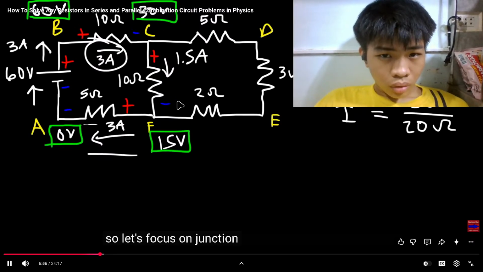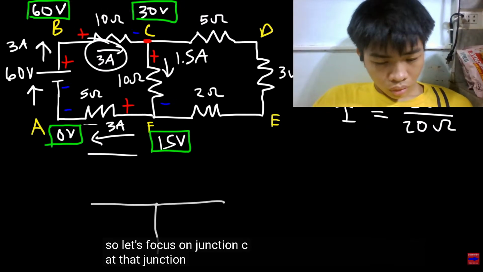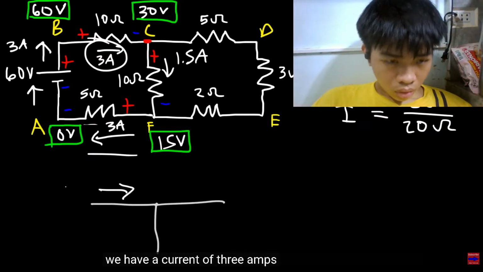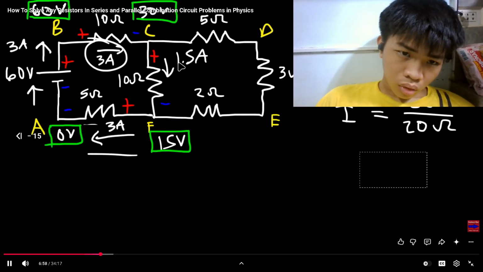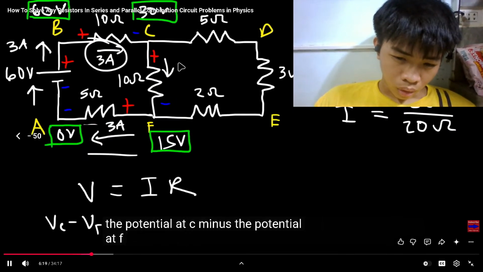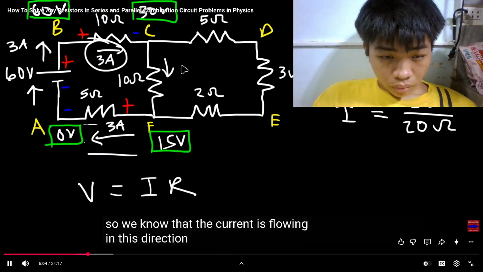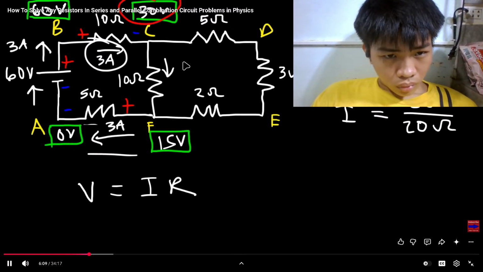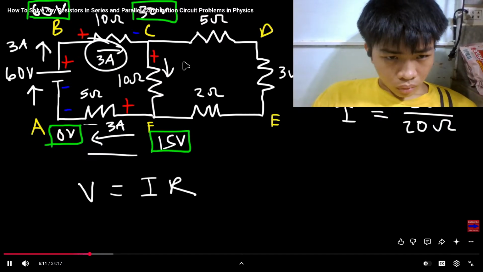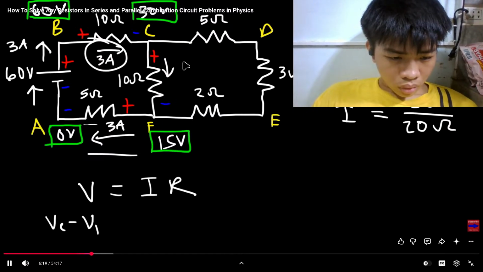So let's focus on junction C. At that junction, we have a current of 3 amps that is entering the junction, and 1.5 amps flowing across. We know that the current is flowing in this direction, and also current flows from a high potential to a low potential. So the potential at C is higher than the potential at F. So the voltage across that resistor is going to be the potential at C minus the potential at F.